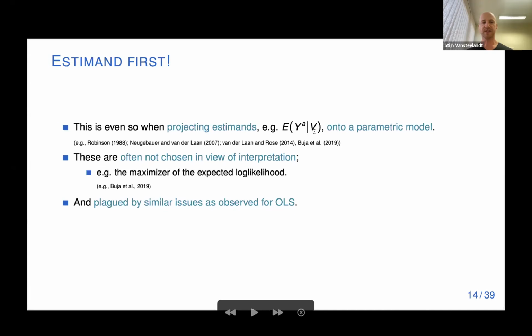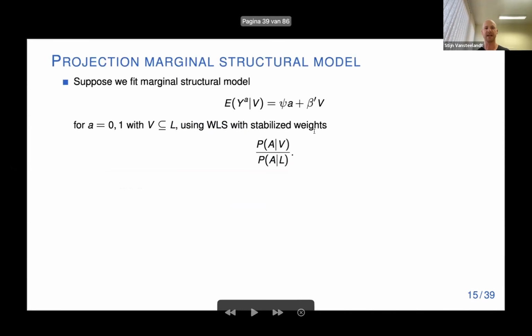Some of the estimands being considered could be like the maximizer of the expected log likelihood, which does not necessarily have a good interpretation. And further, when we make projections on parametric models, then we can run into the same issues as I discussed for ordinary least squares. Let me give you one example.